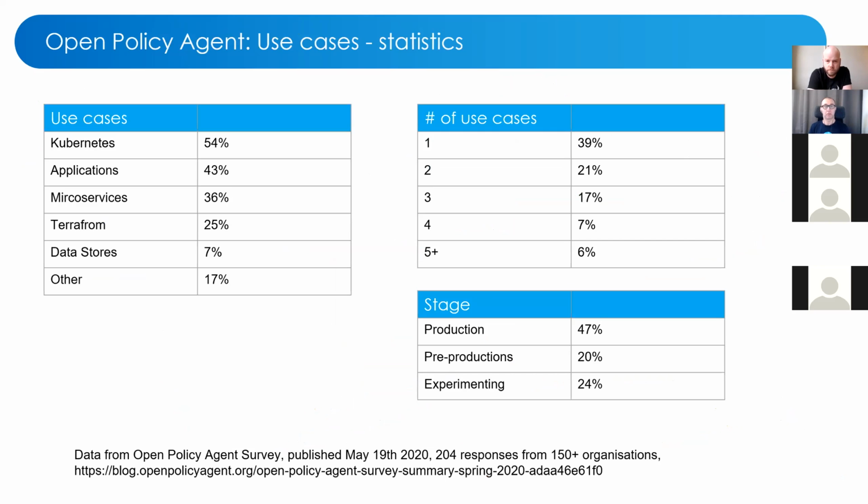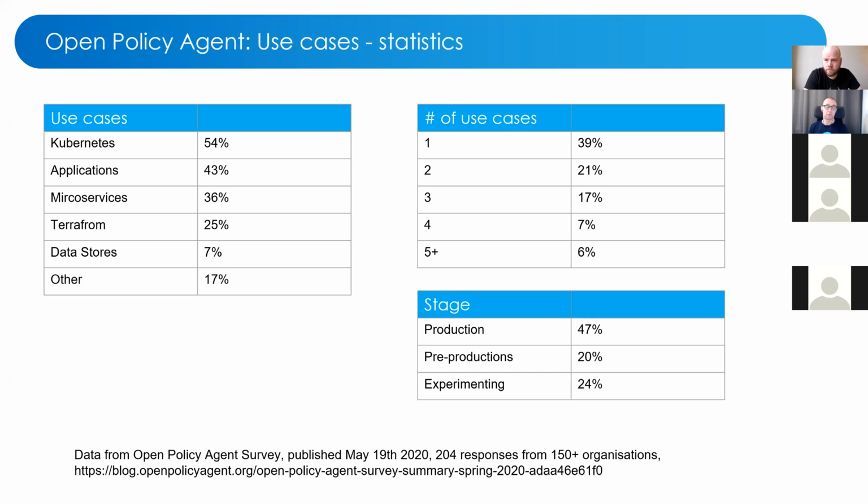I talked a little bit about the common use cases. There is an OPA survey out there. Please have a look. It's published on openpolicyagent.org. And here you can see the most common use cases, as I talked about, are Kubernetes, the application, and the microservices. What's also important to understand is that when you start to use OPA, people tend not to stop with one use case. A majority of our customers or users have more than one use case.